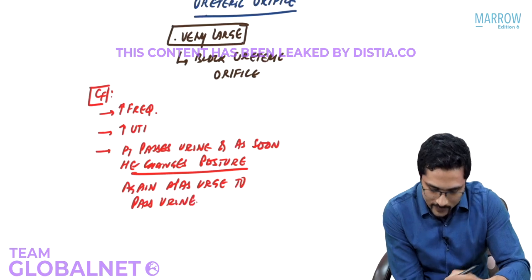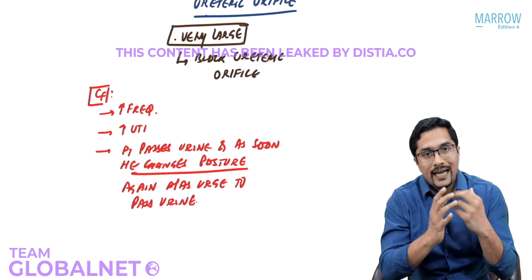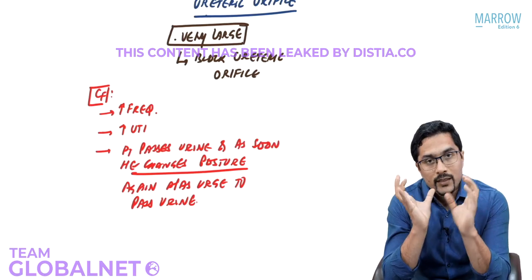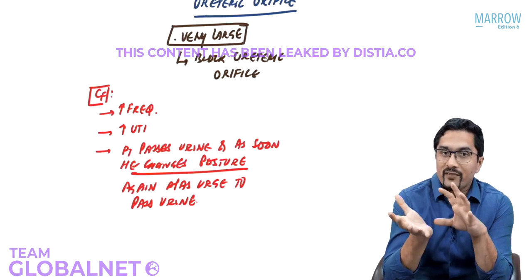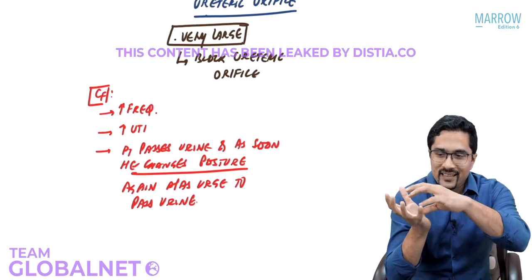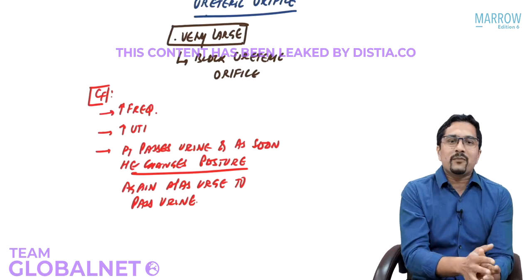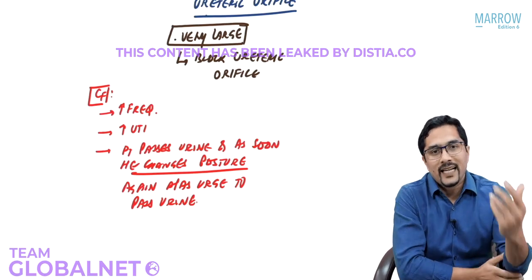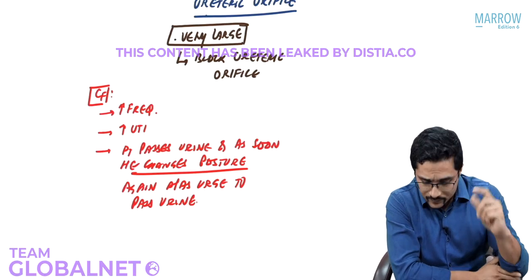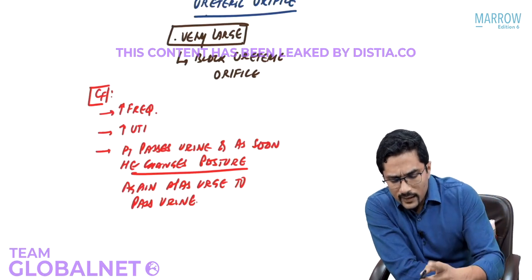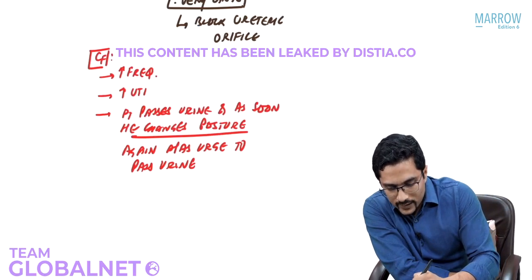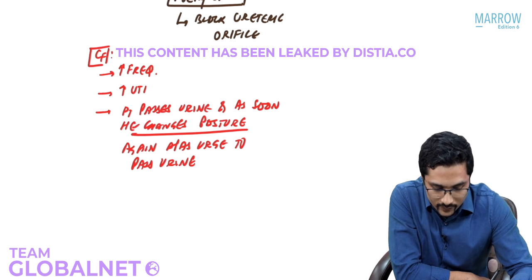Why does this happen? Because there is urine in the bladder that the patient empties, but there is also urine in the diverticulum, and when he changes position, that urine in the diverticulum comes out into the bladder and he gets a second urge to pass urine. So this is a classical symptom which one should elicit if you're suspecting a bladder diverticulae.